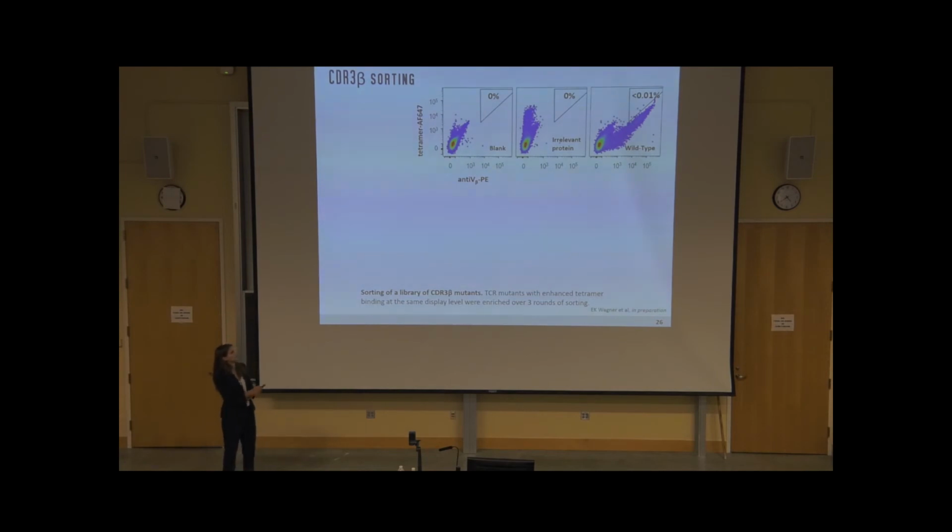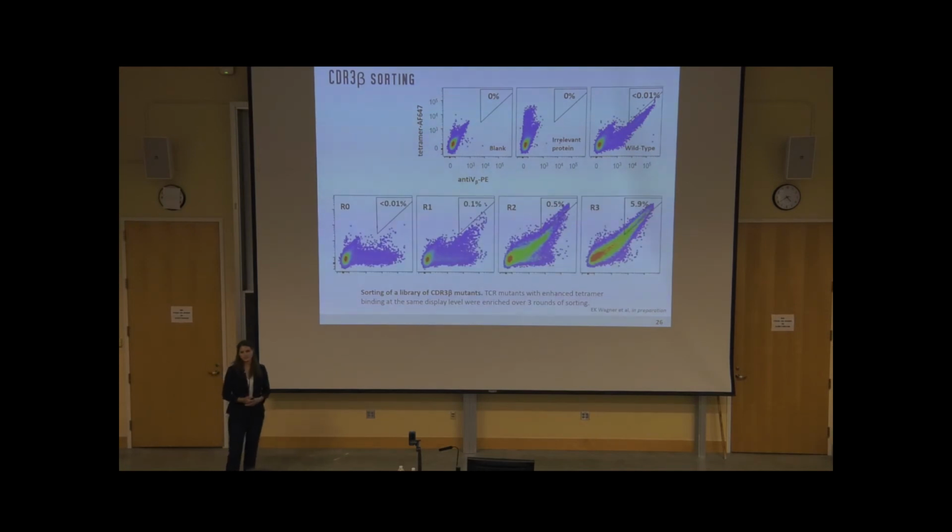So again, we have display on the x-axis and binding on the y-axis. Here are our blank cells, similar to before, and here's an irrelevant protein, so just cells transfected with something that's not supposed to bind at all. Finally, we have our wild type. So this is sort of the original version. We see the wild type has a good positive population. We're looking for versions of the TCR that at the same display level, so the same x-axis, have higher binding with tetramer. So that's going to show up in the triangular gate that I've drawn on the plot here.